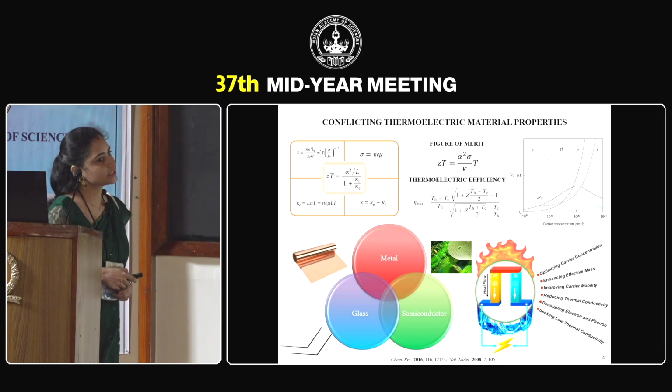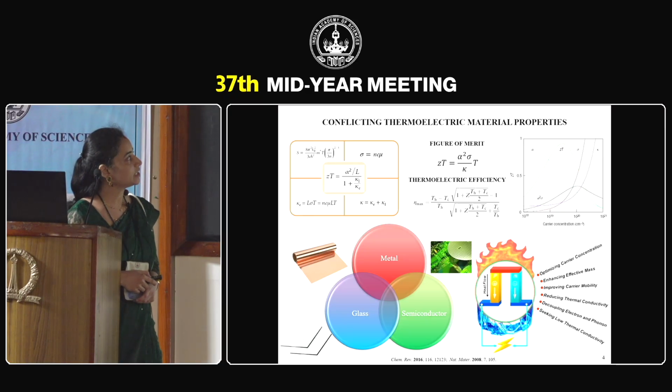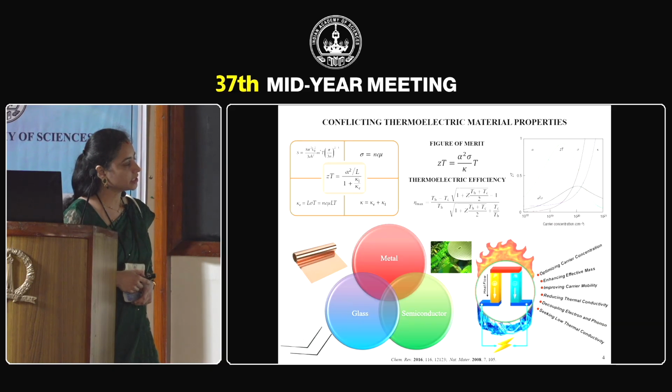So now why is this work challenging? The effectiveness of a thermoelectric material is given by the dimensionless figure of merit and the efficiency is given by this equation. Here alpha is the Seebeck coefficient, sigma is the electrical conductivity and kappa is the thermal conductivity. So this factor is called the power factor. So in order to have high figure of merit, we need to have high power factor and low thermal conductivity.